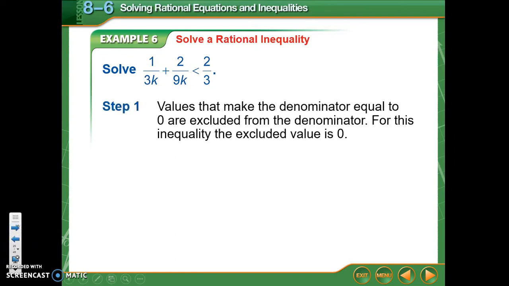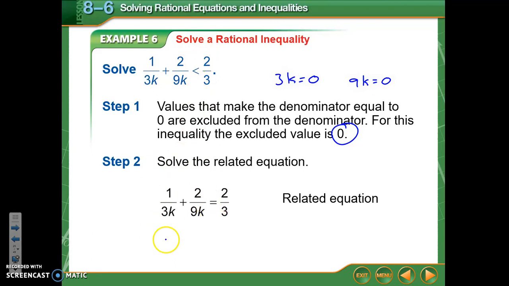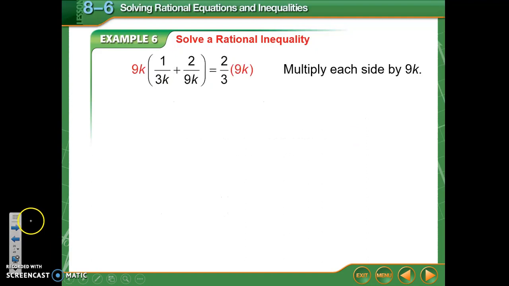Here I have a pretty easy way to find excluded values. What would make my denominator equal to 0? Well, anything where 3k would equal 0 or 9k would equal 0, meaning that k equals 0 would be my excluded value. Now I'm going to solve the related equation. So I'm just going to replace the less than with an equal sign for a minute to find the solutions. My least common denominator here would be 9k, so I'm going to multiply each side by that, and I need to multiply each term by that.